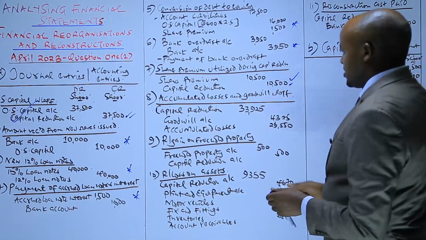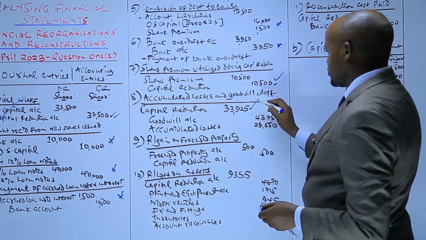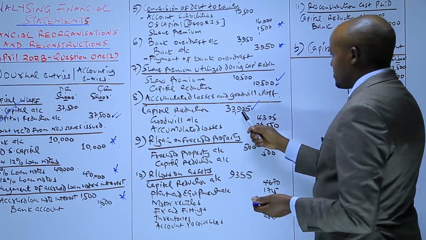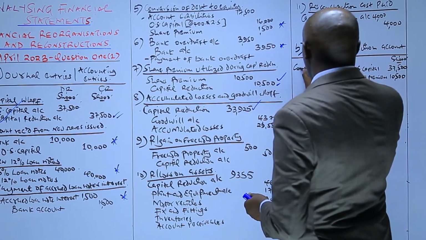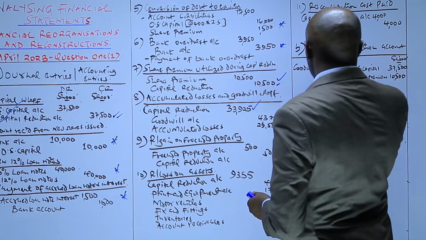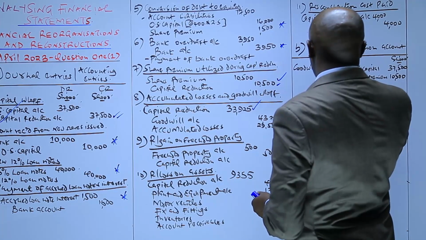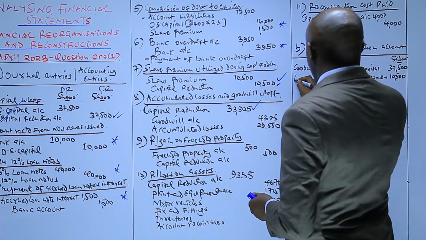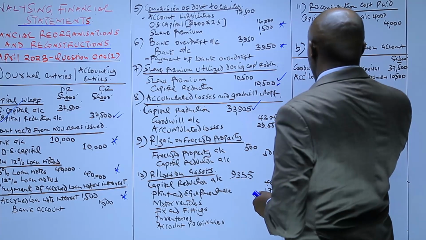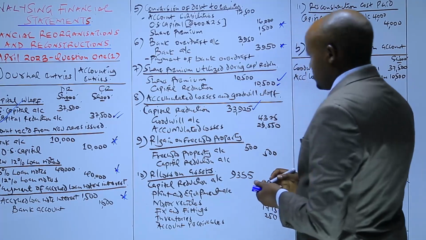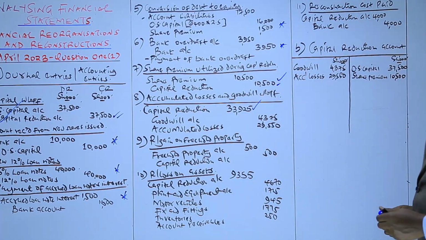Okay, what about this one? Yes, the capital reduction account is supposed to be debited with a total amount of 33.95. One of the entries will be in the goodwill account with a figure of 43.75. The other entry will be in the accumulated losses account with a figure of 29.55. Okay, so let's move to the other journal entry, number 9.